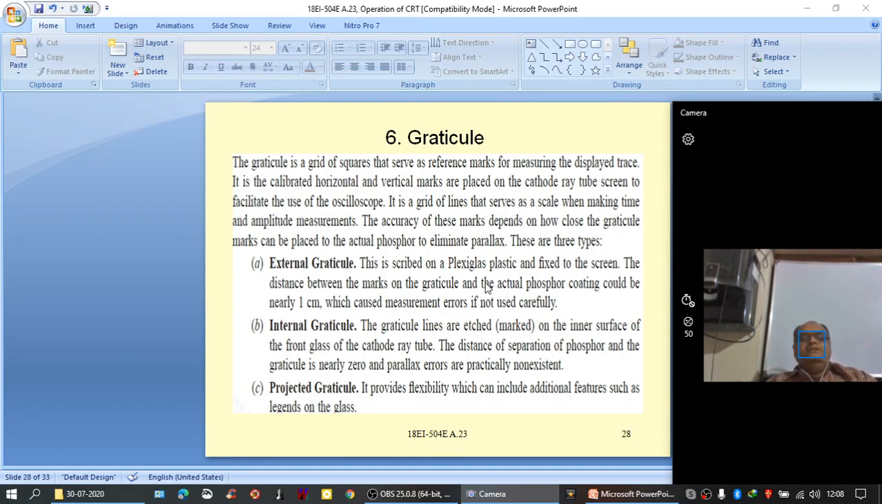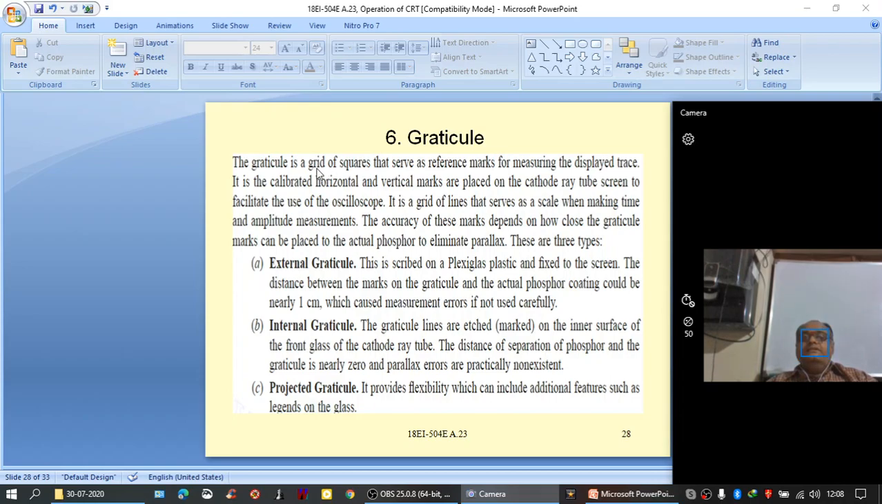And as I told, graticule. What is a graticule? If you see the screen of a CRO, you will find horizontal and vertical lines. Those horizontal and vertical line combinations are called graticules. The graticule is a grid of squares that serves as reference marks for measuring the displayed trace. They form a large number of squares.